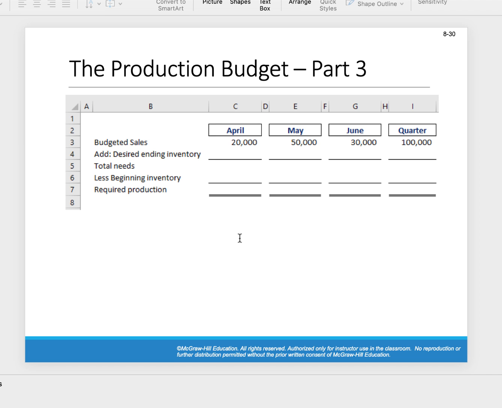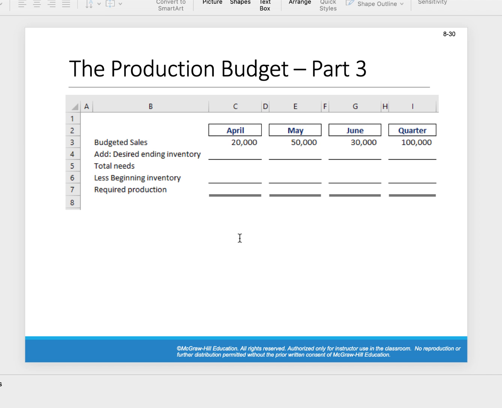To that budgeted sales, I'm going to add my desired ending inventory. That's going to give me the total amount that I need to produce for that month. Then I'm going to subtract out the beginning inventory. That's going to give me the required production. Okay. If I were you, I would jot this down on a note card or in your notebook, whatever. Because this formula is going to basically drive this production budget.